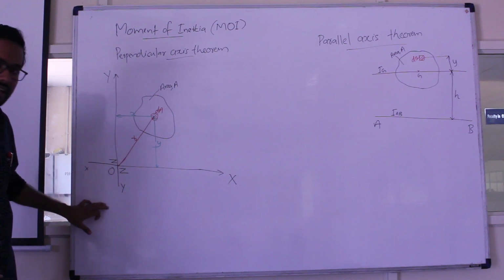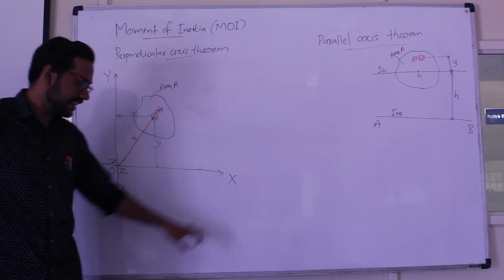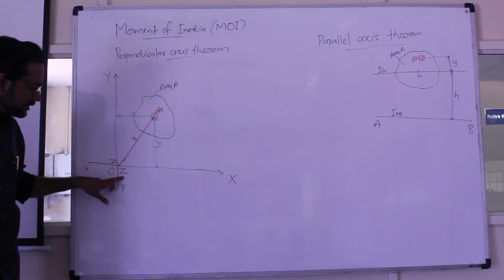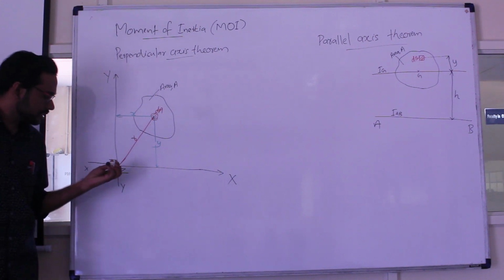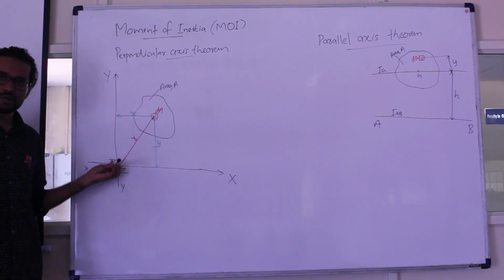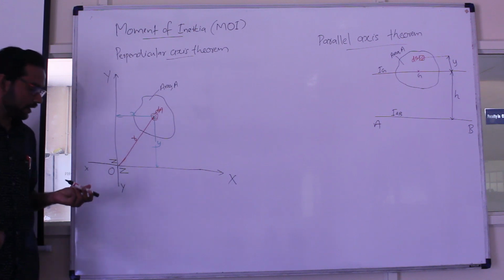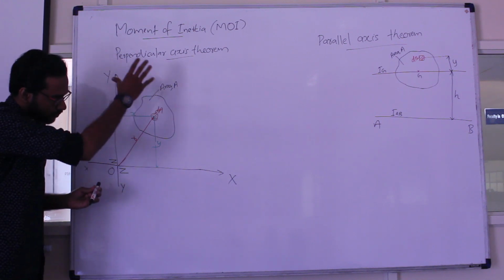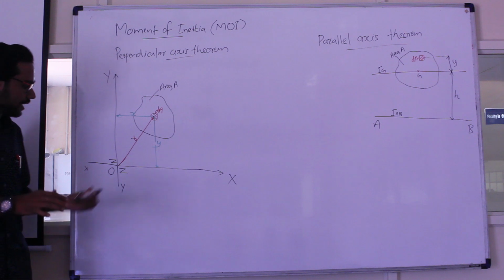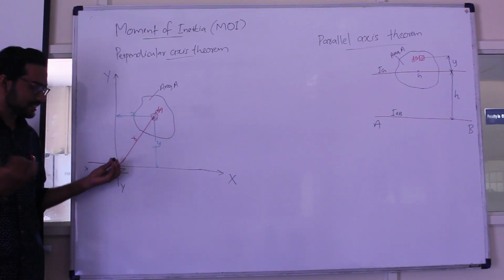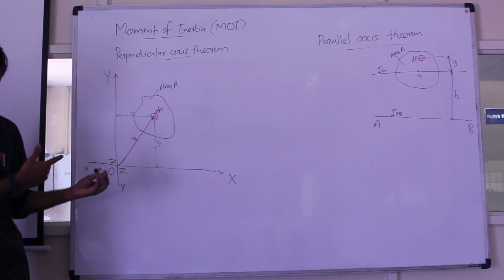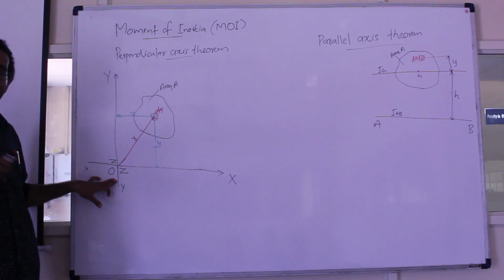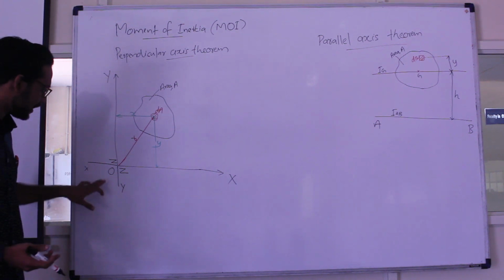In this figure we have an area A and there is an elemental area dA. This is our y axis and this is our xx axis, and the z axis is mutually perpendicular to the other two axes. The figure is in the xy plane and we have a z direction, there is a zz axis which is mutually perpendicular to the other two axes, and the point of intersection of the three axes is O.